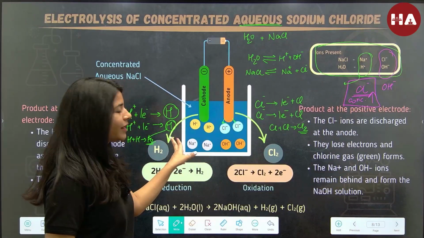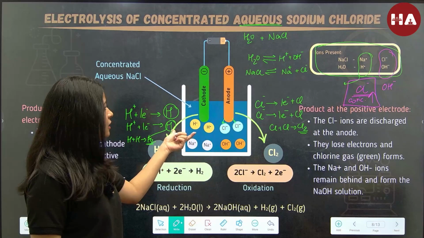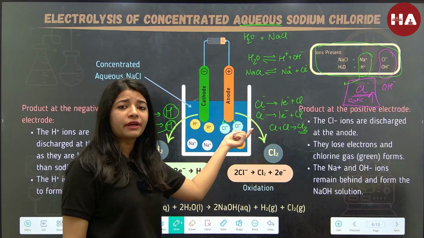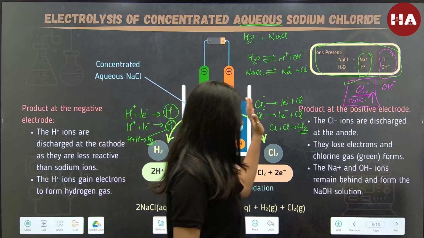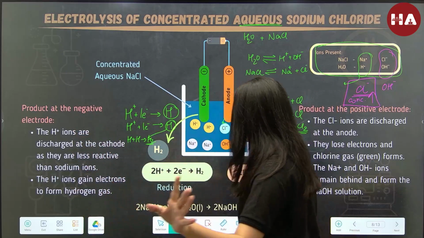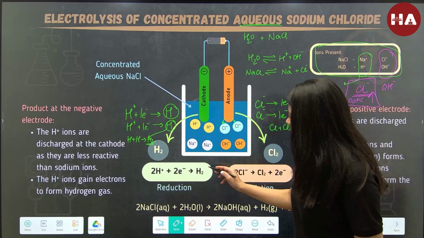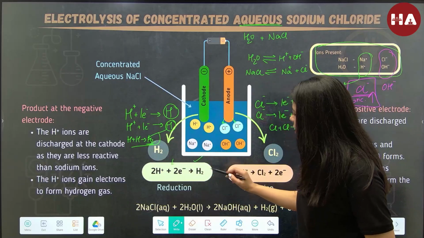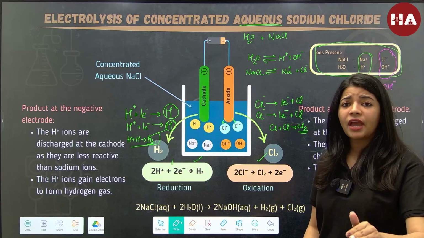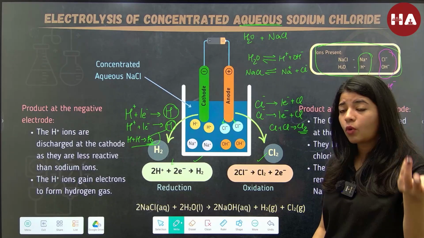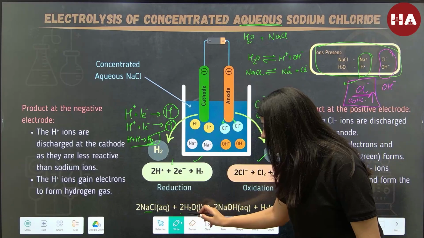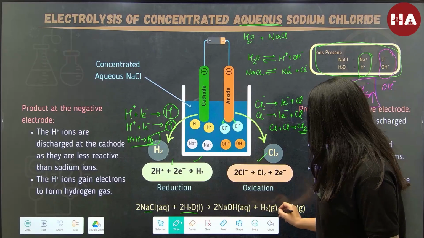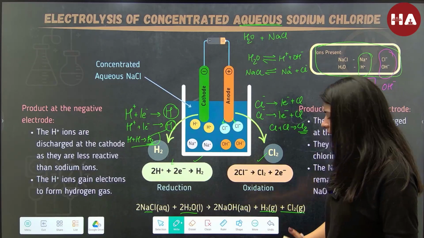Next, so what can I say? That hydrogen gas will be evolved at the cathode, and chlorine gas will be evolved at the anode, right? You can take a minute here, okay. So this is the reaction which I have already explained over here. This is the reduction half, this is the oxidation half. If we have to write the overall reaction, then what is happening? NaCl plus H2O, because NaCl was present and H2O was present, and what is forming? Hydrogen gas and chlorine gas are formed, okay.